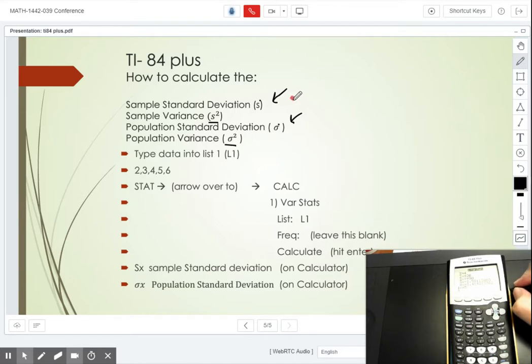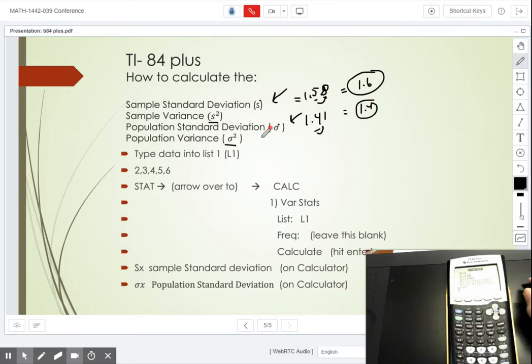My sample standard deviation was 1.58, but when we do our answers, they should be one digit more than our data. Our data was whole numbers, so we should have one decimal place in our answer. So I'm using 1.6 as my sample standard deviation. Population standard deviation was 1.41. So if I round it to one decimal place, I get 1.4.